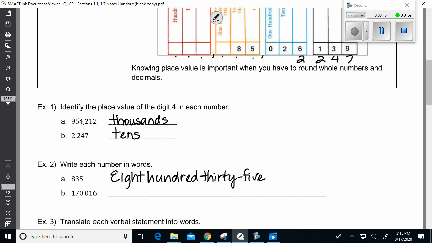Now part B, you have 170,016. So that means 170,000, comma. Now that comma is very, very important because you're going to another period. 16. So put 16, and that's it. Since there wasn't anything in the hundreds place, you don't put hundreds. So that's written out the way that it should be.